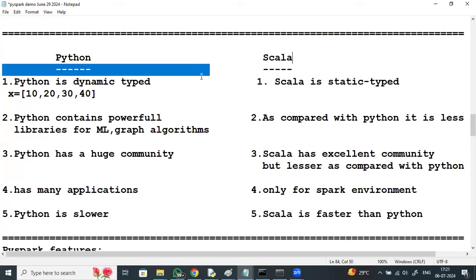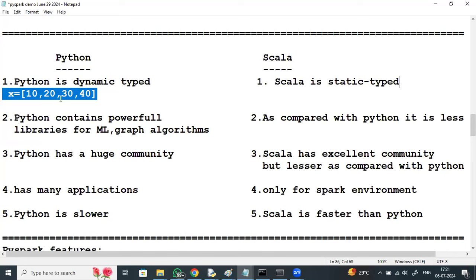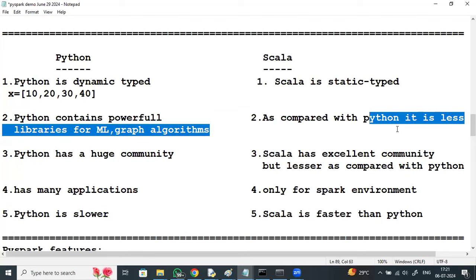The main difference between Python and Scala: Python is dynamically typed, Scala is statically typed. Dynamically means based upon the value you assign: if you assign an integer, an integer variable is created; if you assign a string, a string variable gets created dynamically. Python contains powerful libraries for ML and graph algorithms, whereas Scala has fewer libraries.